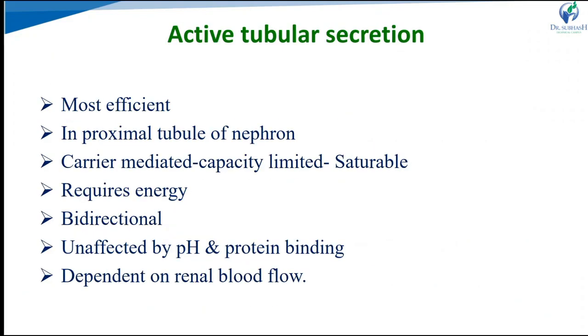Active tubular secretion is the most efficient. It occurs in the proximal tubule of the nephron. It is a carrier mediated process, so it requires energy. It goes against the concentration gradient from the blood capillaries across the renal tubules. It is capacity limited, so it is saturable. It is a bidirectional process, and it is unaffected by the pH of the urine and by protein binding.